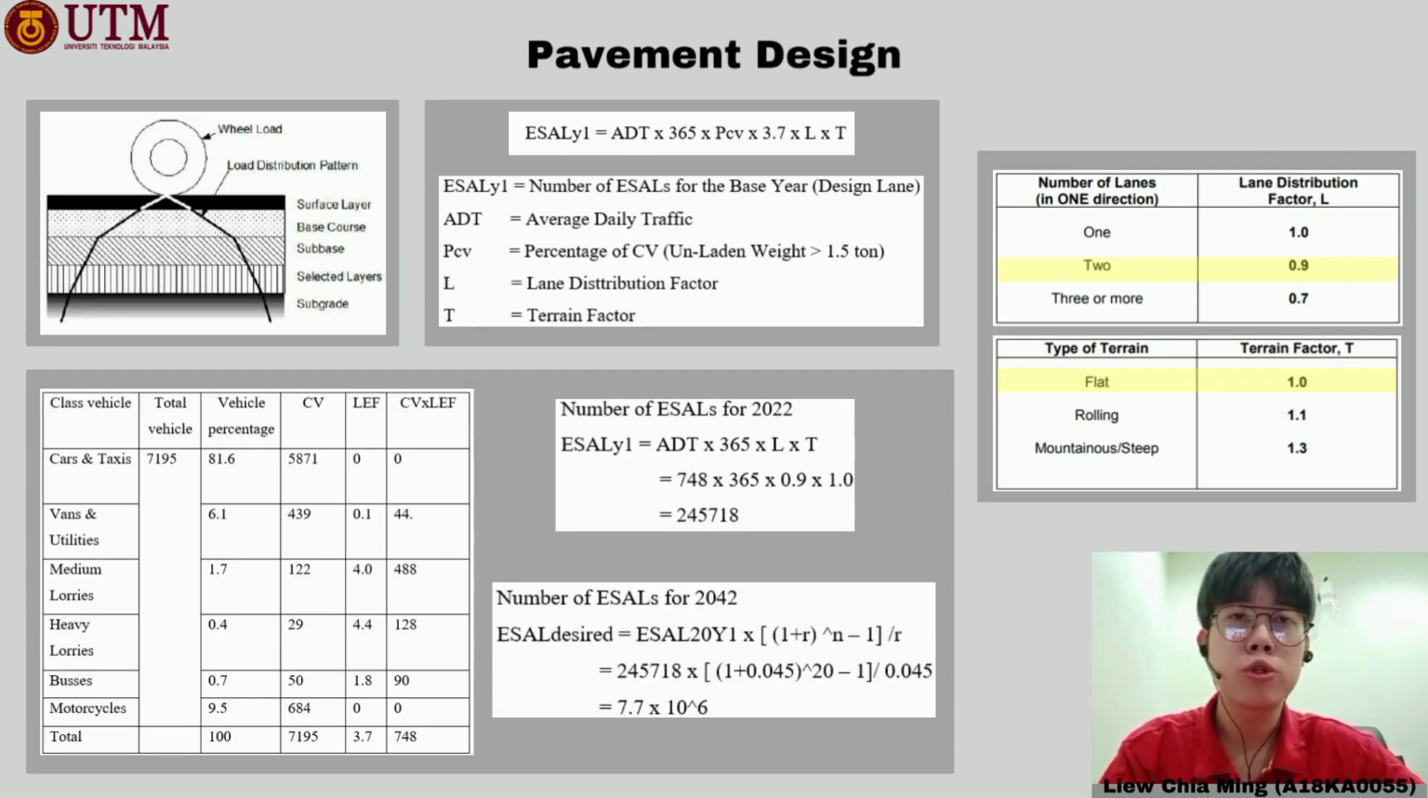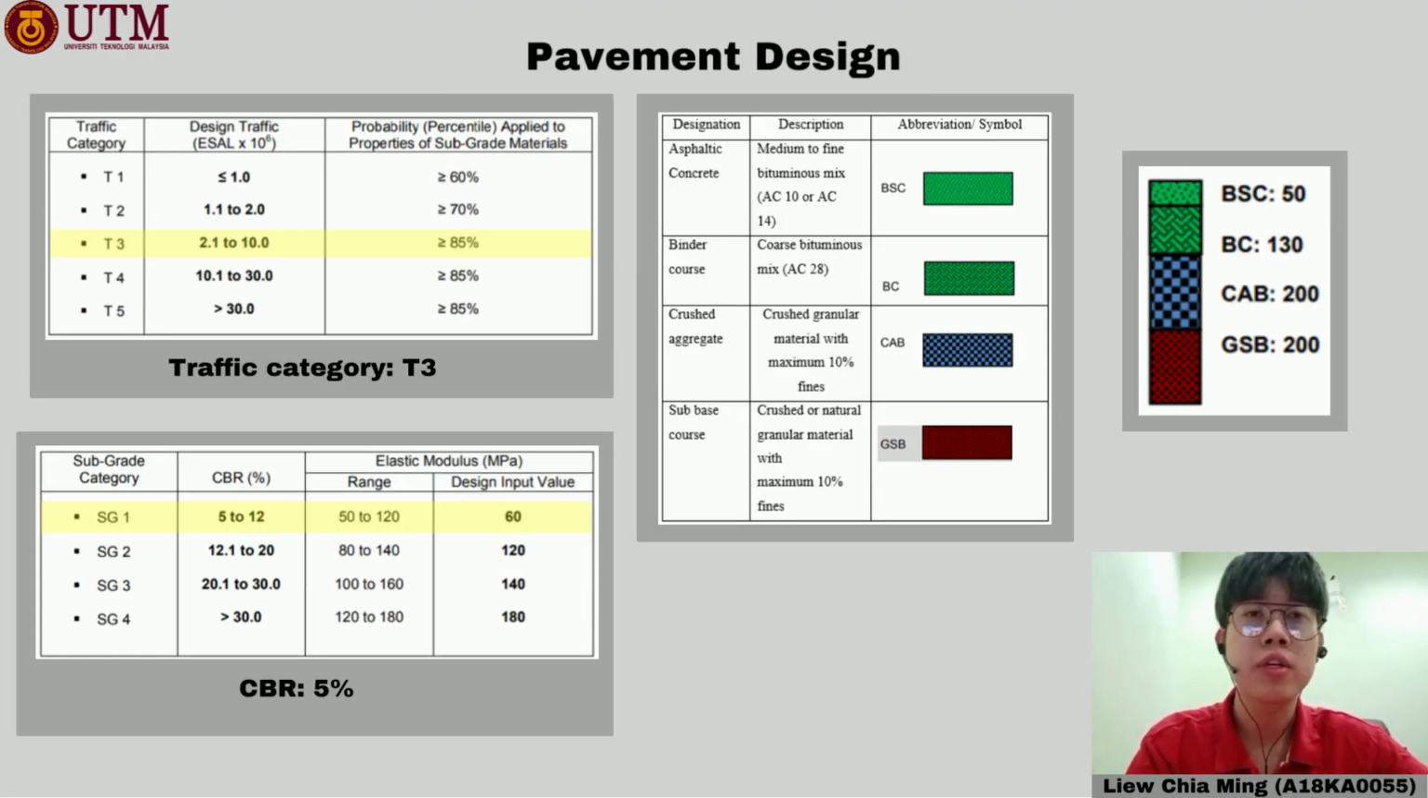The above diagram shows the load distribution pattern by the wheel load on the road. So for the pavement design, the equivalent standard axle load, ESAL, is determined to obtain the traffic category. By substituting the lane distribution factor and also the terrain factor into the formula, we obtain the ESAL in the year 2022 and then forecast for the year 2042. Thus, the traffic category is T3 based on the ESAL determined. A minimum recommended CBR value of 5% is used in the pavement design, and thus the subgrade category is SG1.